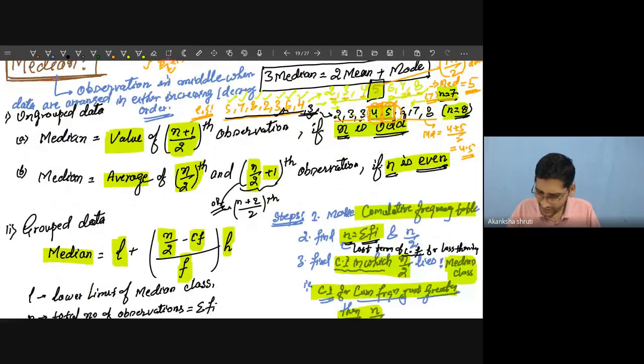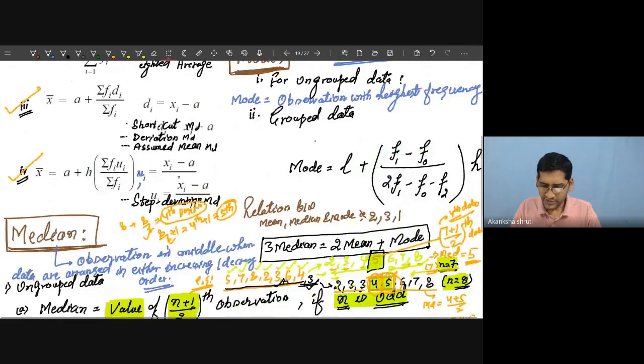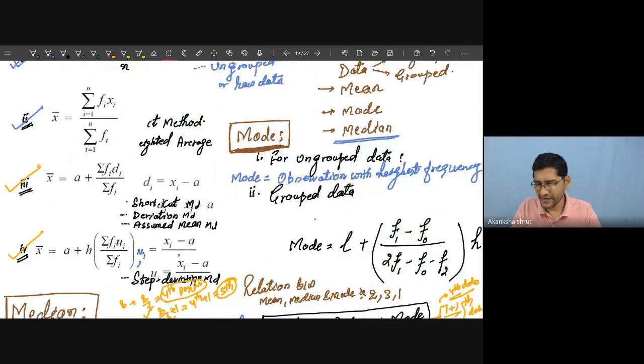First, we need to find the median class. For finding the median class, we need to convert the data into a cumulative frequency table by adding all the previous frequencies. Find the median class, which is in the middle or just greater than the total frequency by 2, and substitute in the formula: median is equal to L plus N by 2 minus CF divided by F into H.